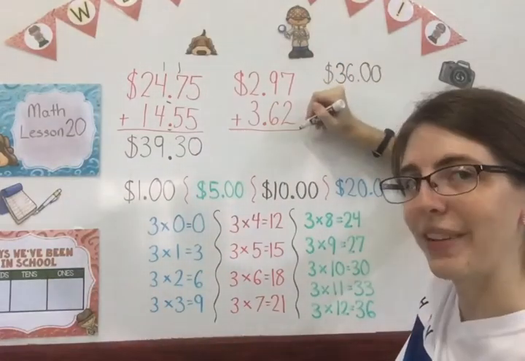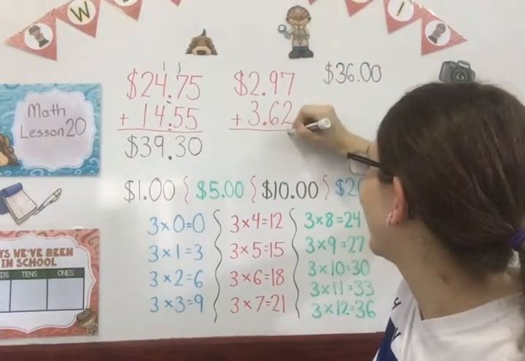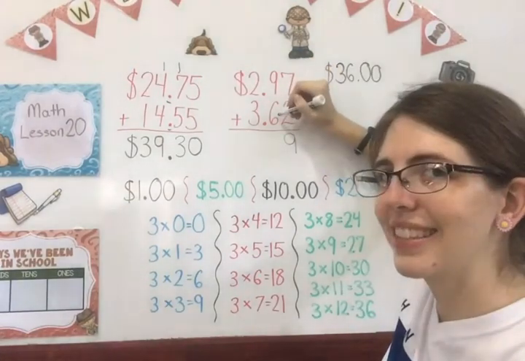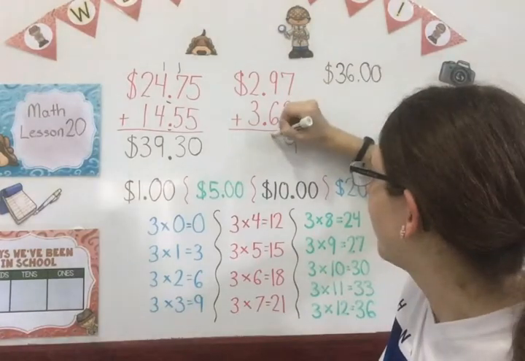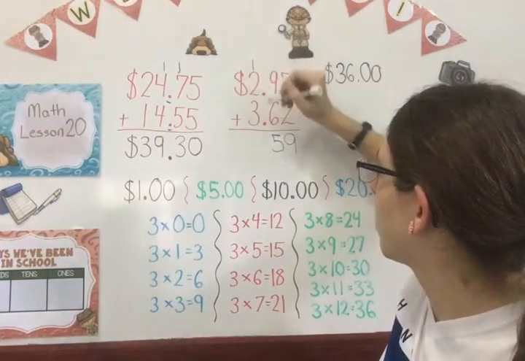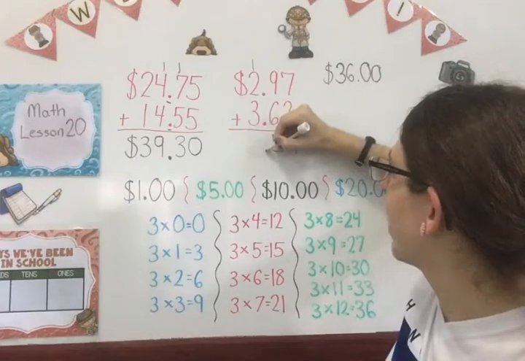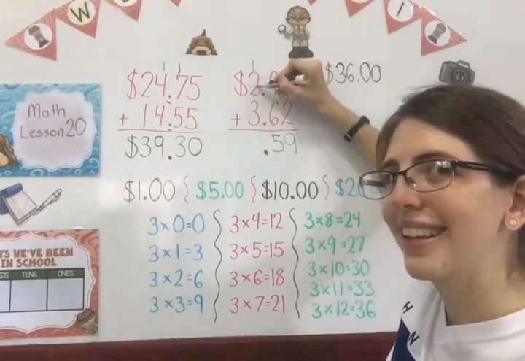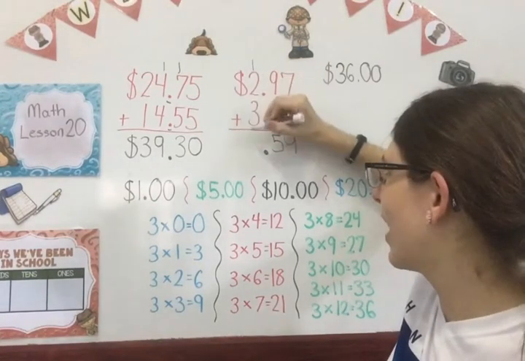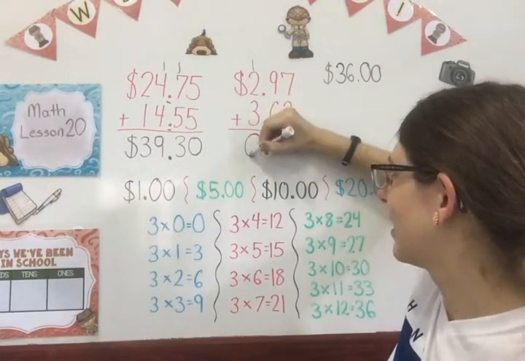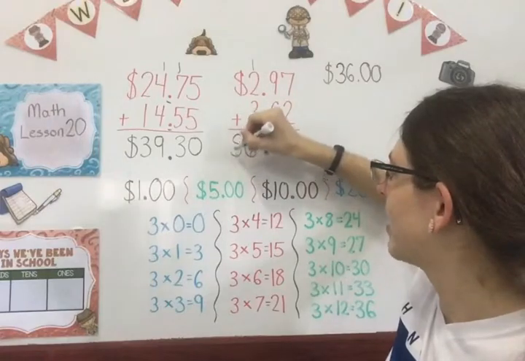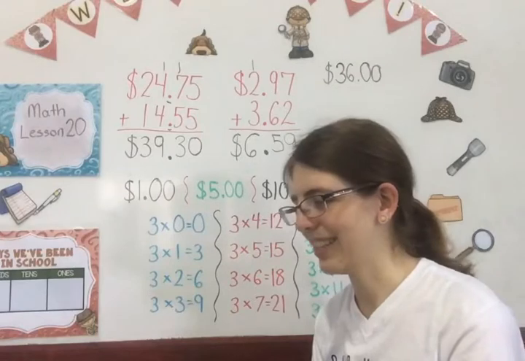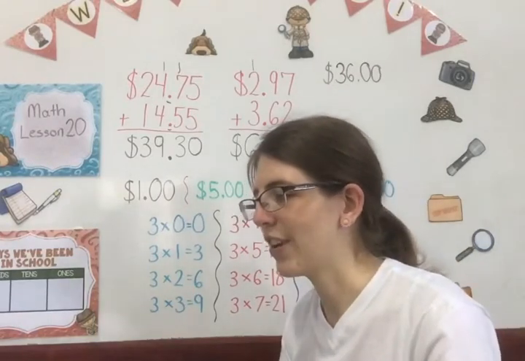7 plus 2 is 9. Nothing to carry. 9 plus 6 is 15. Carry my 1, but before I add, I'm going to bring my decimal point straight down. 1 plus 2 is 3, plus 3 more is 6. And I end with my dollar sign. So $6.59.